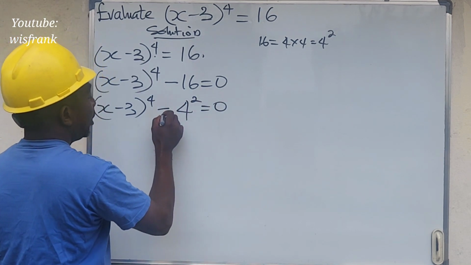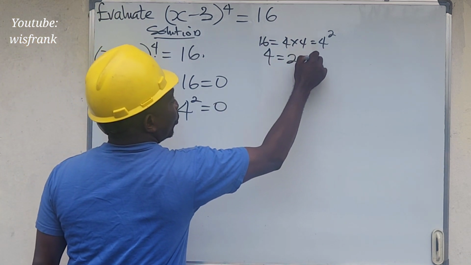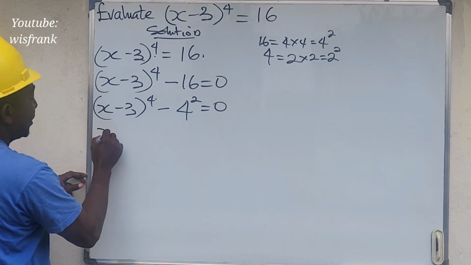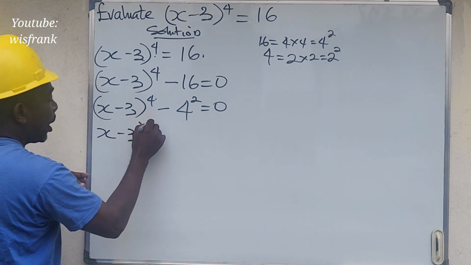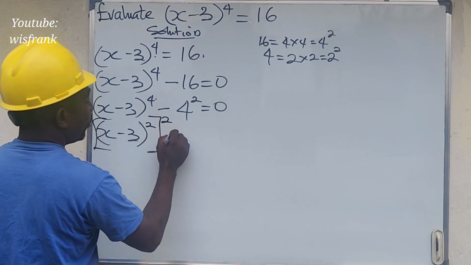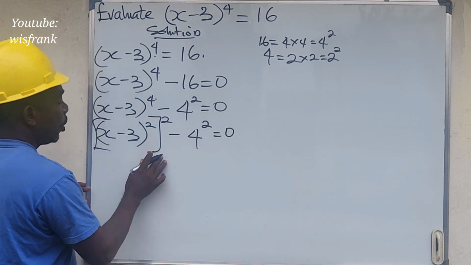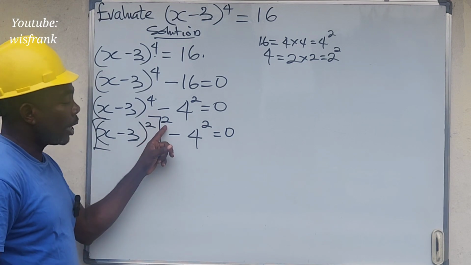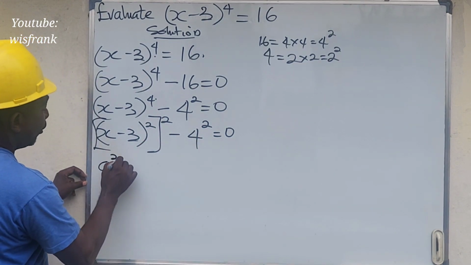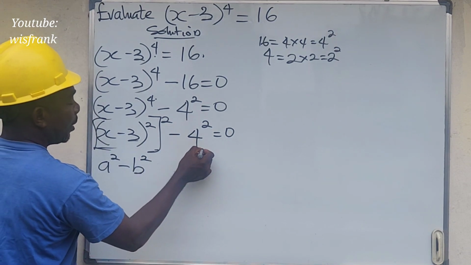equals 0. This 4 can be written as 2 times 2, or 2 to the power of 2. So here will be ((x − 3)^2)^2 − 4^2 = 0. We can see that we have to the power of 2 here and to the power of 2 here. It is in the form a^2 − b^2, because this is our a and this is our b.